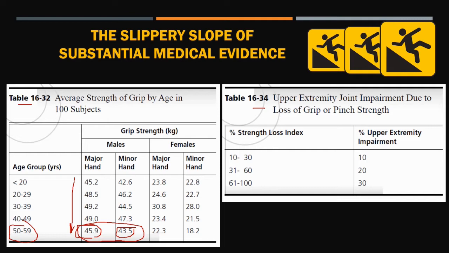Well, the medical evaluator provided for somewhere between 31 and 60% strength loss index for both upper extremities. That resulted in a 20% upper extremity impairment for both extremities, and that converts to a 12% whole person impairment for each upper extremity.